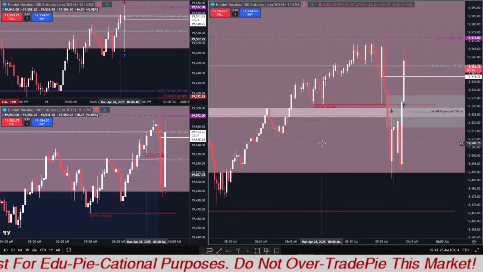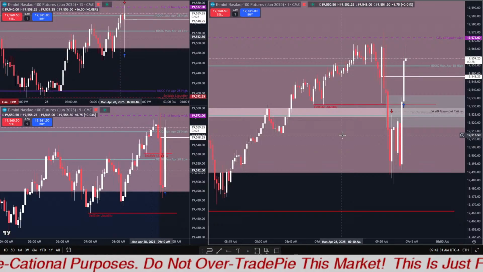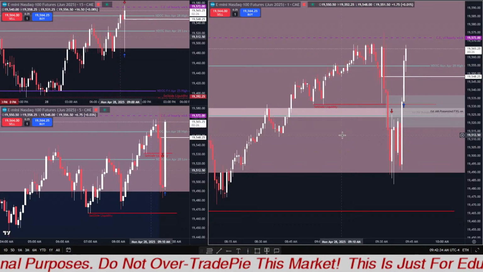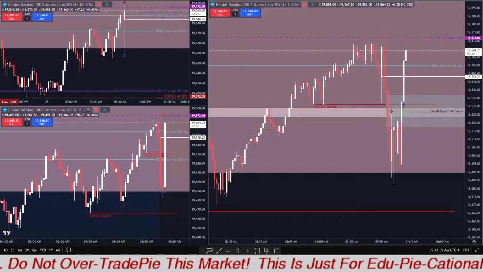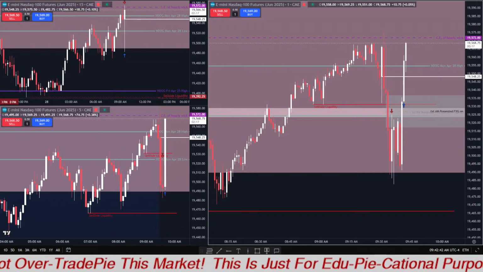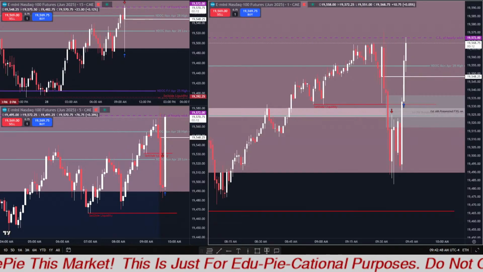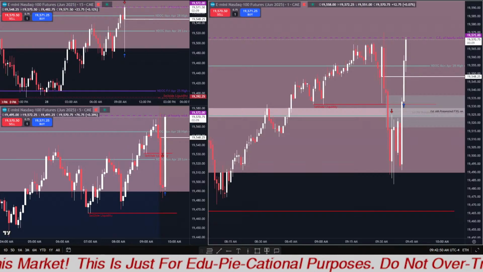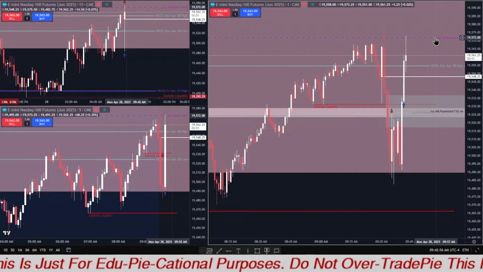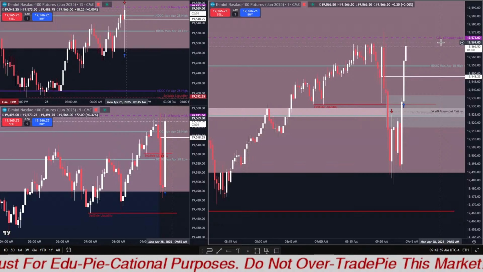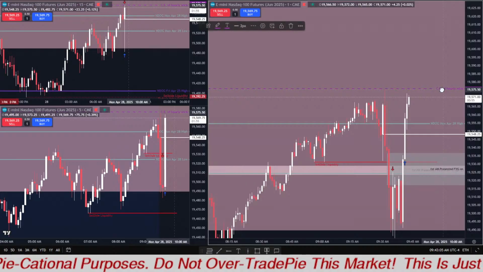Okay, getting back into the new week opening gap of this week. Once again, we touched the consequent encroachment of the week in hourly chart, and we are marching higher prices.